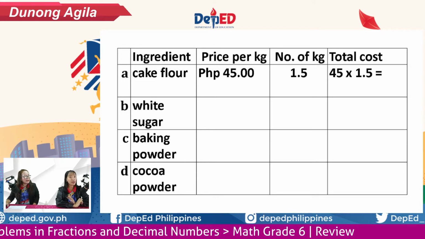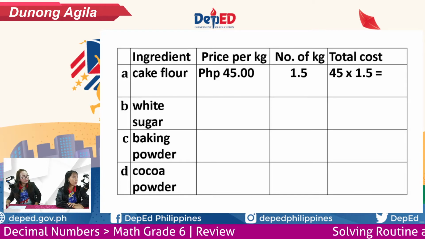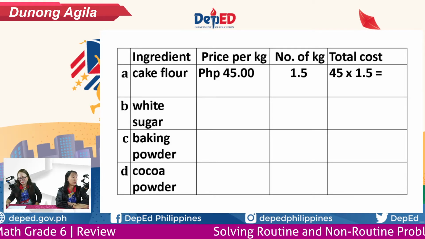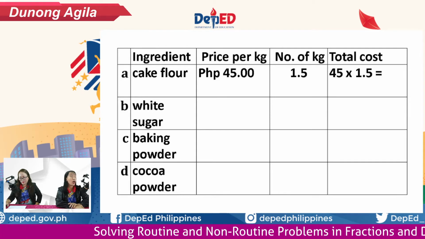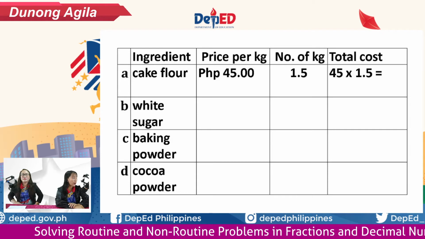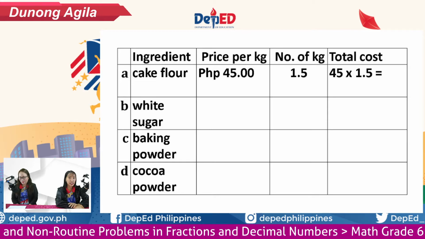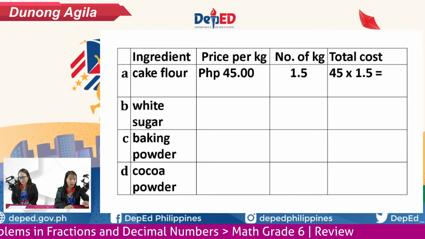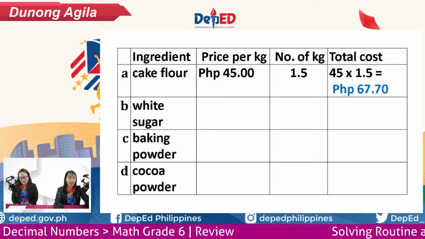Okay, Ma'am Tin, meron na tayong gamit na table. Makikita nyo dyan yung ingredients, nakalista lahat ng ingredients. Tapos merong price, ang number of kilograms na pwede niyang bilhin, at yung total cost. Okay. For the cake flour, we have 45, sold siya at 45 pesos, at ang kanyang bibilhin is 1.5. So, imumultiply lang natin yung 45 times 1.5. The answer is 67 pesos and 50 centavos.